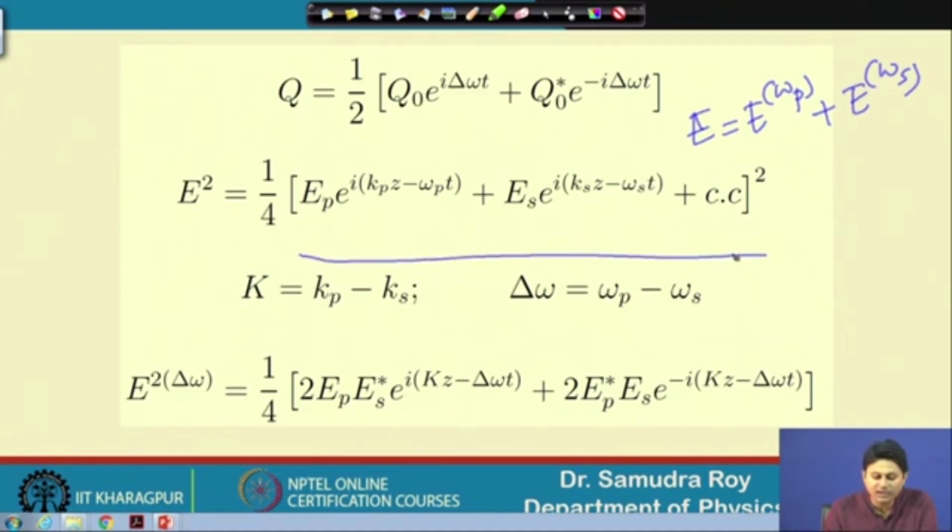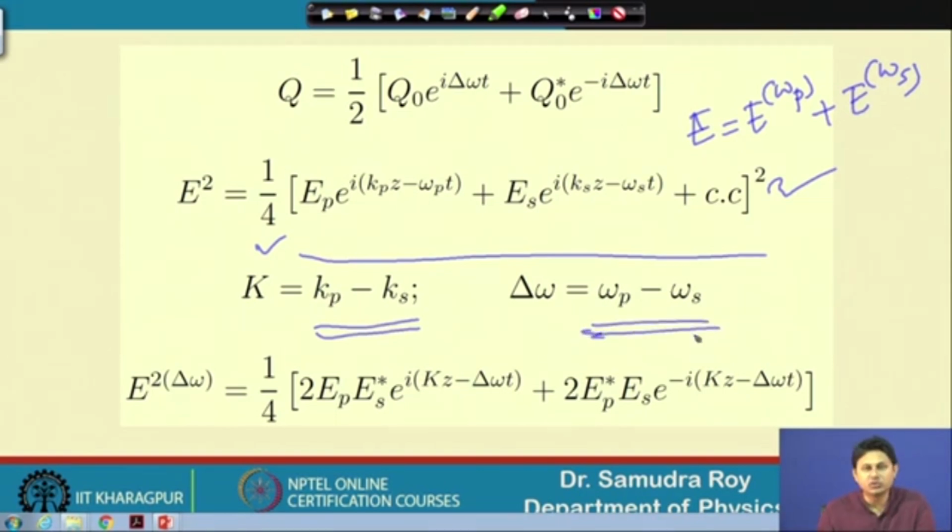Since we are squaring, the half term will become 1 by 4, E p e to the power i (k p z minus omega t) as usual, plus E s e to the power i (k s z minus omega t), plus the complex conjugate, and square of this. Now, I write k as k p minus k s and omega as omega p minus omega s to make the expression compact.